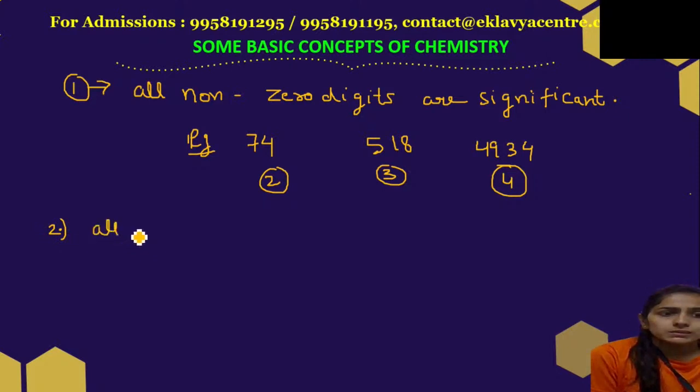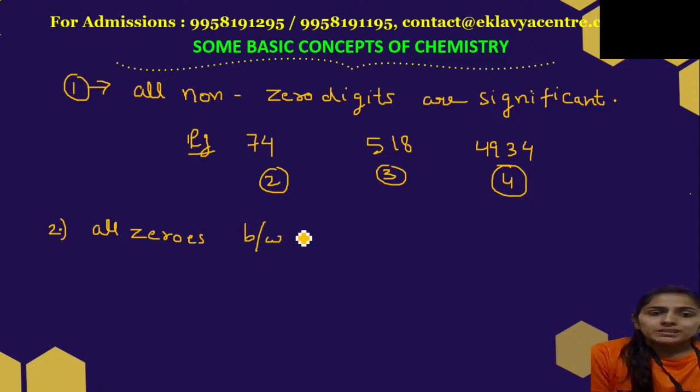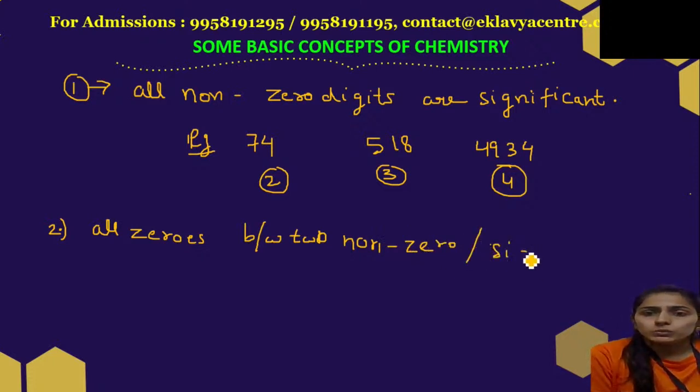Second rule is all zeros between 2 non-zero or significant digits are significant.